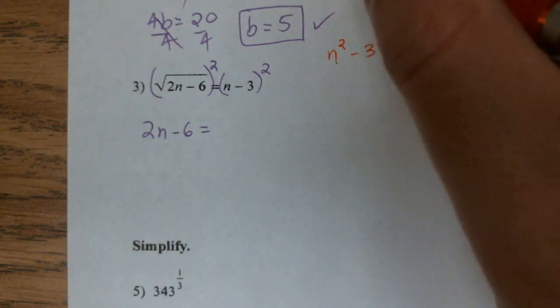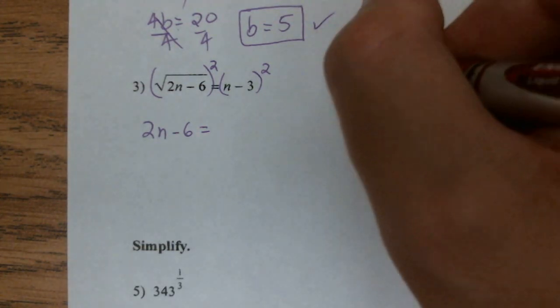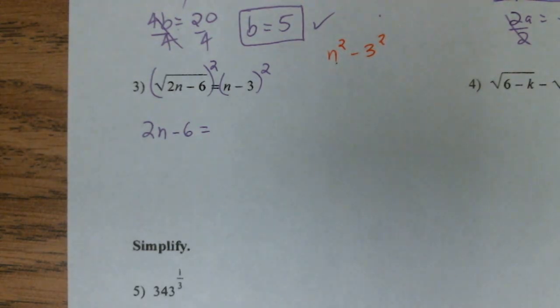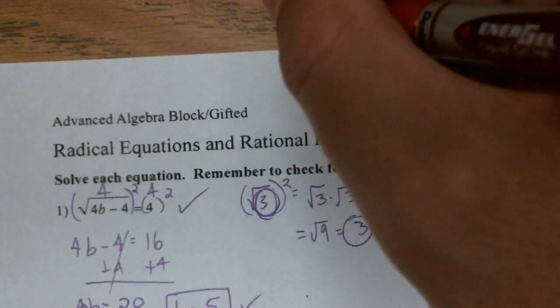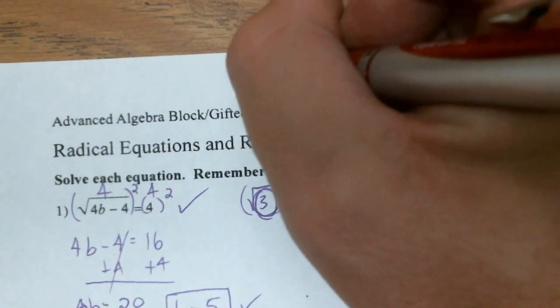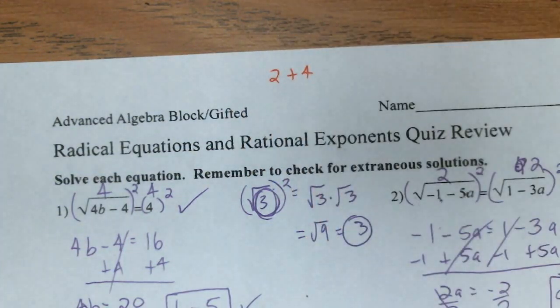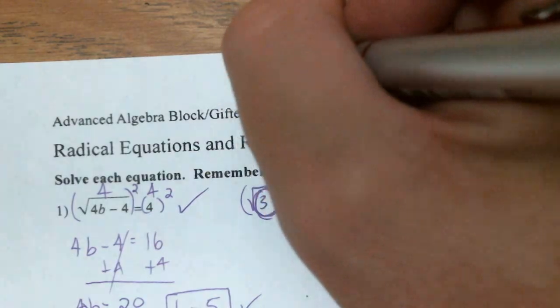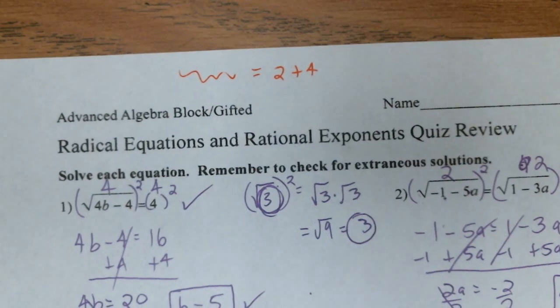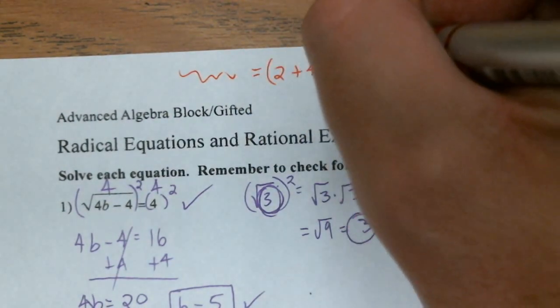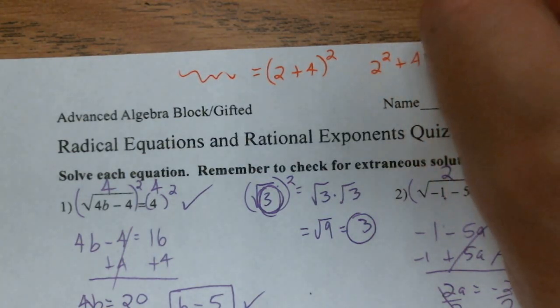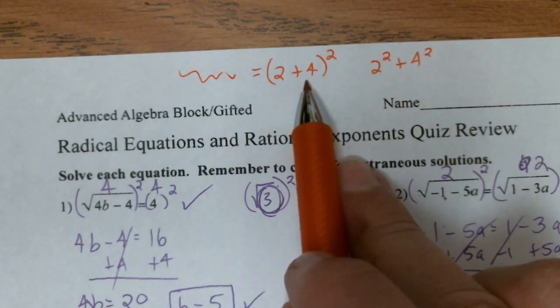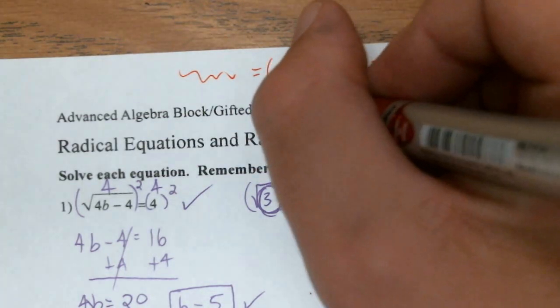Okay, so let's say, let me just kind of go off the scale here. Let's say that I have 2 plus 4, and I want to square that equals whatever. There's a big difference between squaring that and doing 2 squared plus 4 squared. Watch what happens. 2 plus 4 is 6. 6 squared is 36.